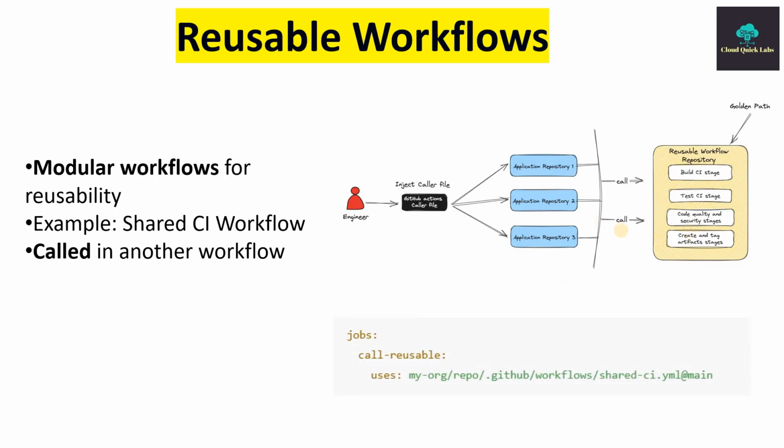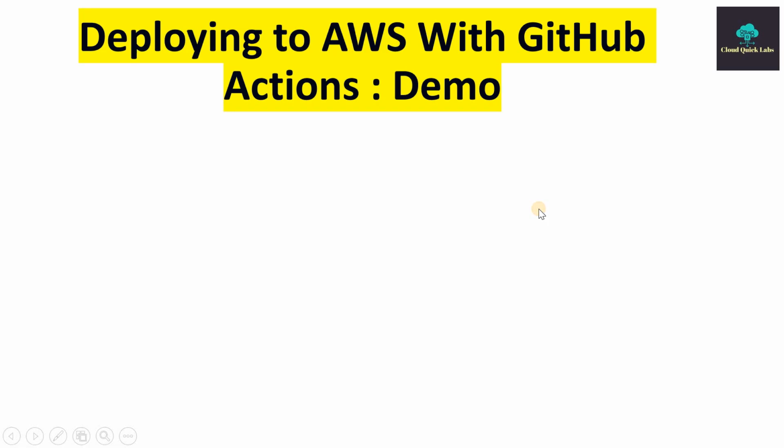If you see here, what we are doing is creating a workflow file with jobs, and let's call that job caller reusable. So how are we doing that? It just references the workflow that is written in some other repository, which is implied in this particular diagram, right? And that's all about the reusable workflow. So now let's go for the next one, that is deploy to AWS with GitHub Actions.